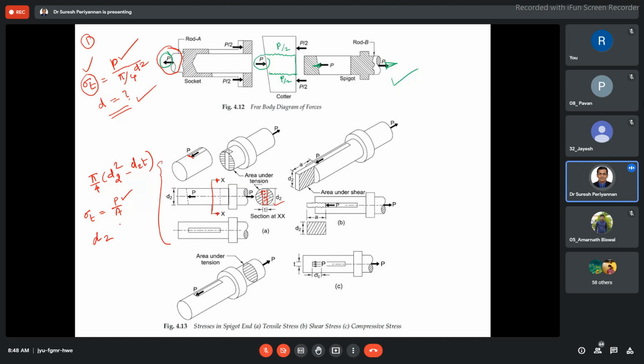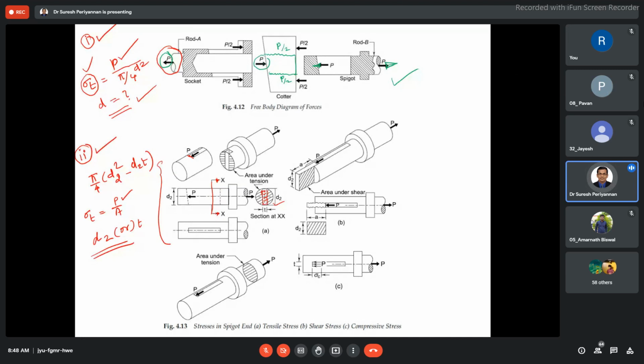D2 or T, we discuss the T later also. D2 or T, we are going to find out. This is the tensile failure of the spigot. Earlier we discussed tensile failure of the rods. Okay, two cases now completed.